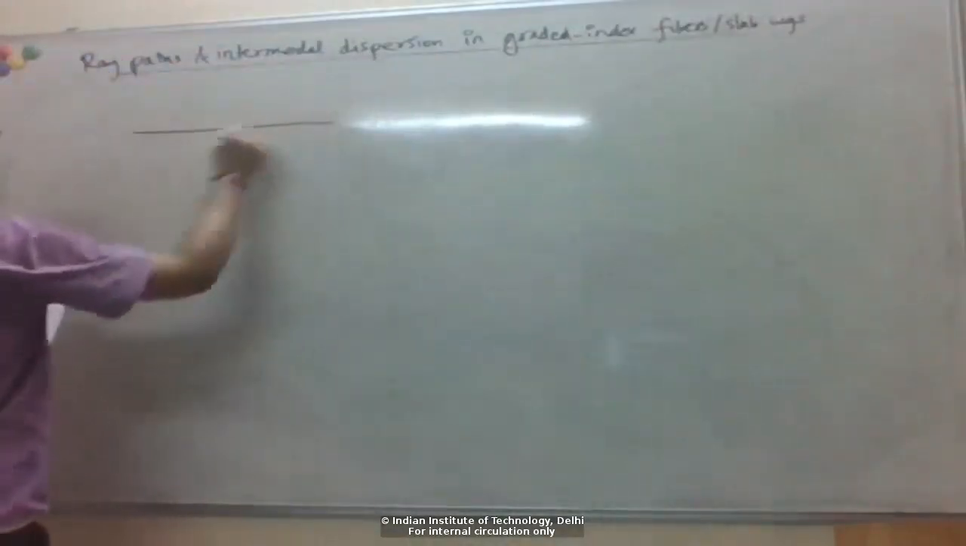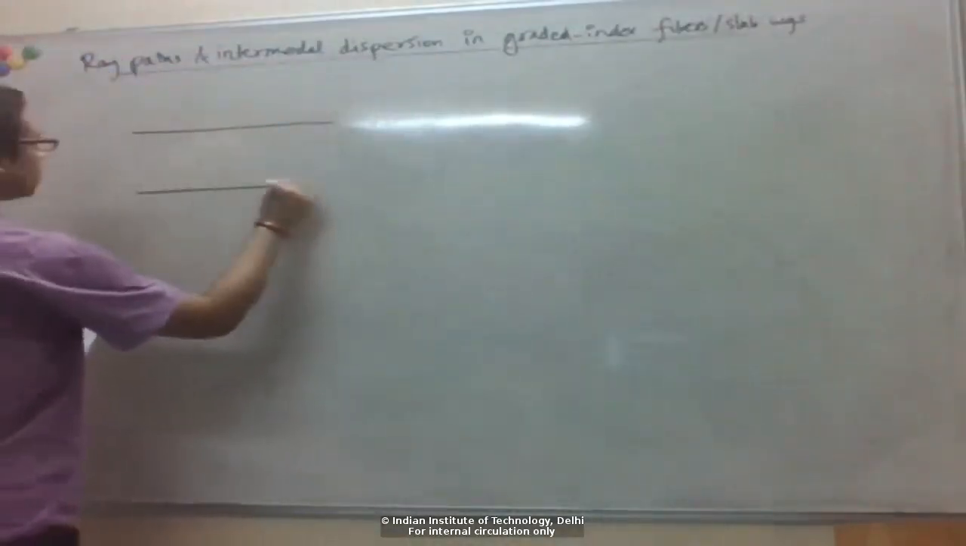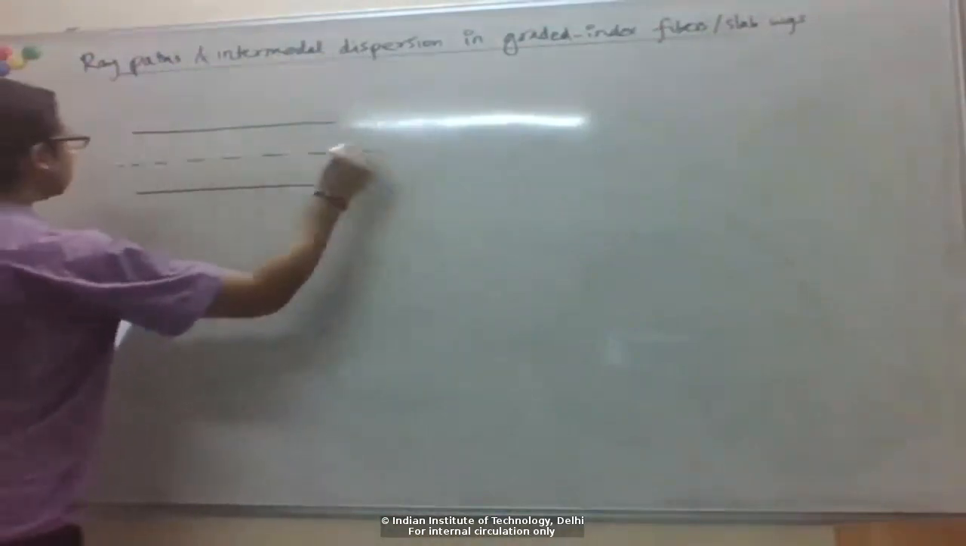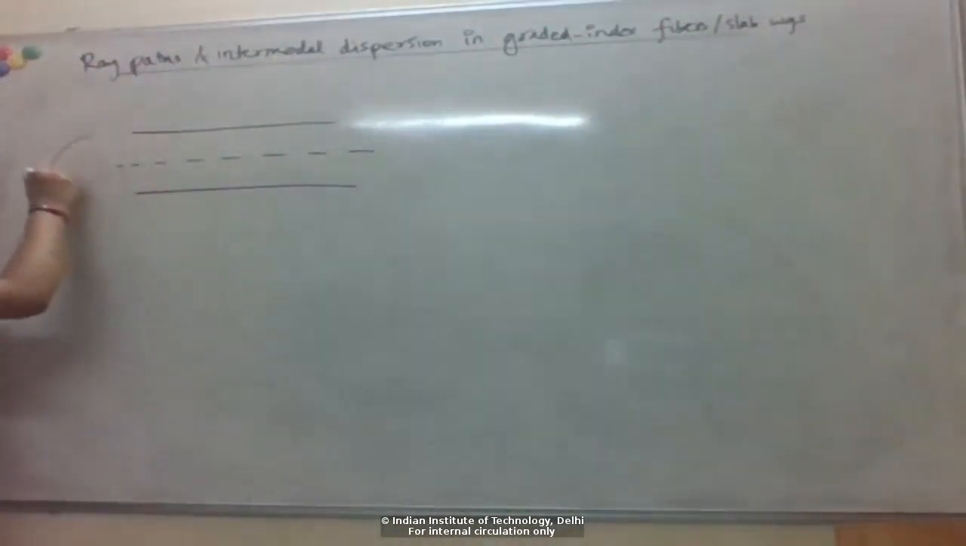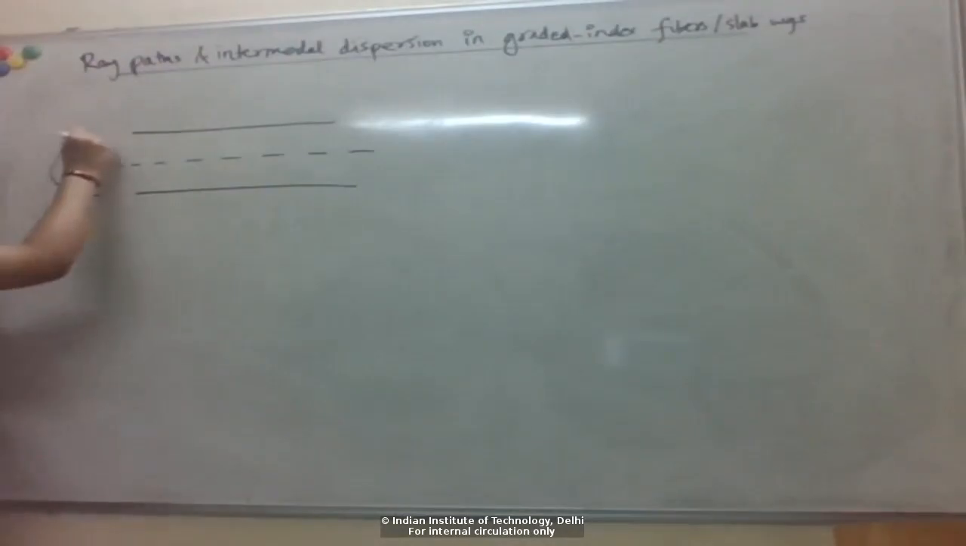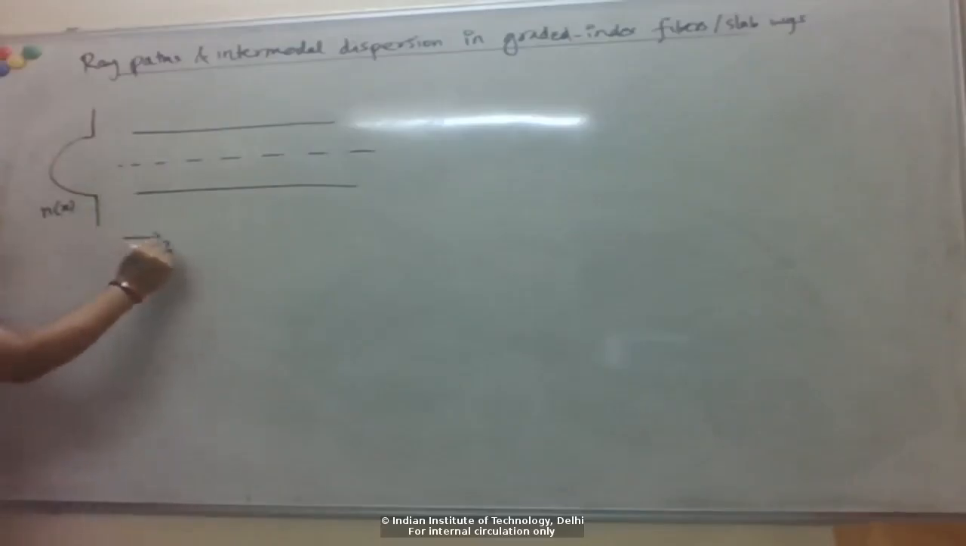Okay, so recall at the end of last class, we discussed that graded index means that in the core, the refractive index varies continuously, according to some smooth curve. It's not constant in the core. So this is some n of x if it's a slab waveguide, or n of r if it's a fiber. So again, let's call this z.